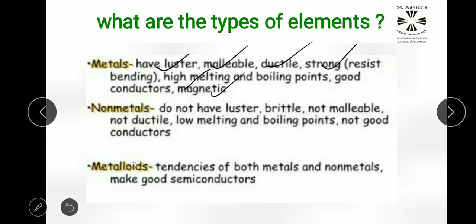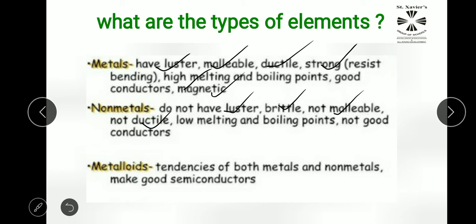When we talk about non-metals, students, they do not have luster. They are brittle. Brittle means when you hammer, they will not be converted into thin sheets. They will be broken down. Not malleable, that means we can't convert them into thin sheets, students. Not ductile, that means we can't make thin wire with the help of non-metals, students. They have low melting and boiling points. We can melt and boil them at low temperature as compared to metals, students.